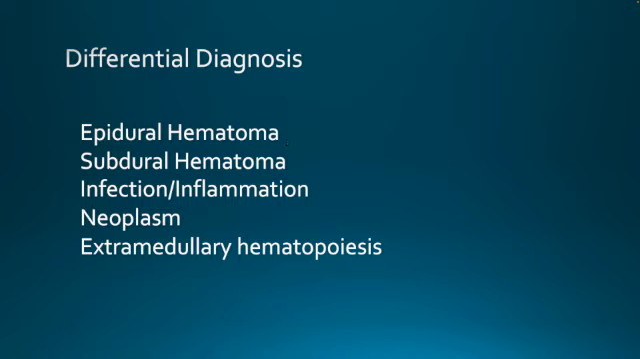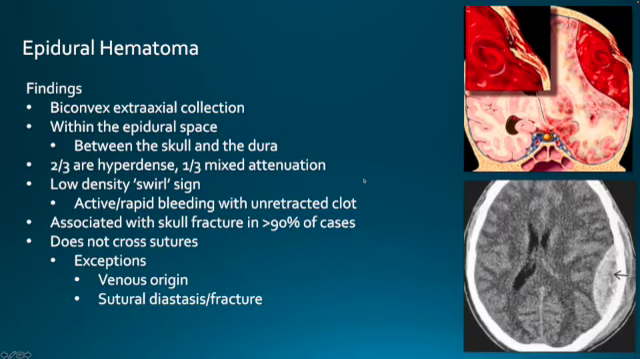Now, there is a differential diagnosis for extraaxial collections in general, and that's what you see here. Subdural hematomas can be hyperdense and extraaxial, but they have different morphology. You can have an infectious collection, such as an empyema in the epidural space that could have this morphology. The density would be different. You can have neoplasms that are extraaxial that could conceivably simulate this appearance. And then extramedullary hematopoiesis, which is kind of an exotic, strange imaging finding, but good to keep in mind in this setting. So let's talk about epidural hematomas.